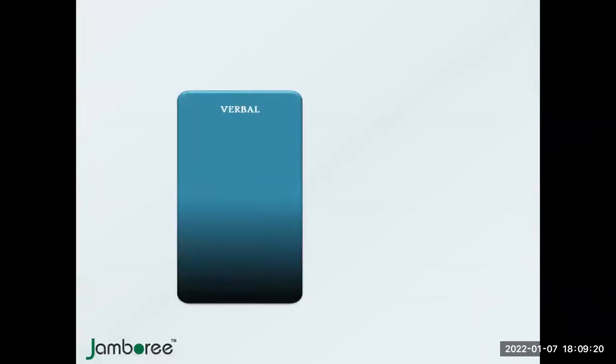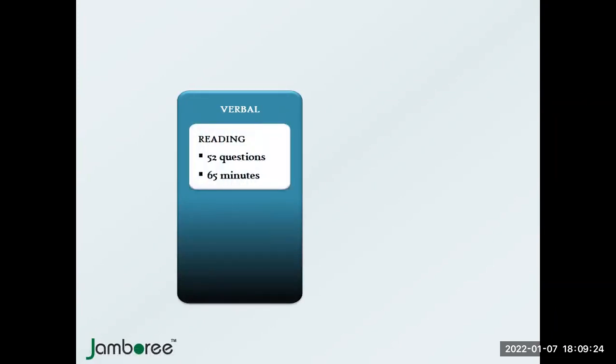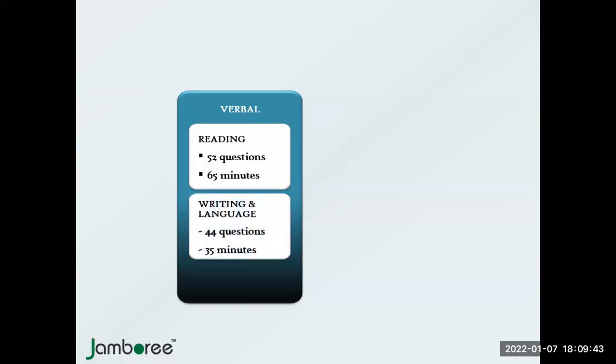So let's first start with the SAT exam. What is the SAT exam? The SAT exam has two broad sections, math and verbal. The verbal portion has two subsections. One is reading, which is reading comprehension, where you will be solving 52 questions in 65 minutes. Then there's writing and language, which means grammar primarily, where you'll be solving 44 questions in 35 minutes.